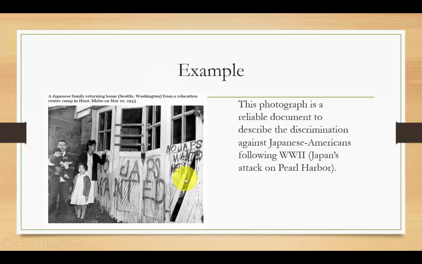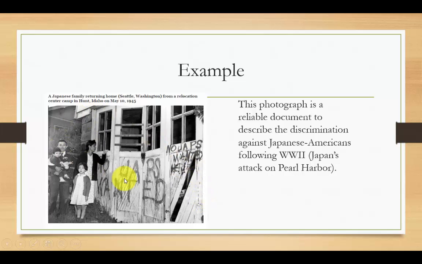And we'll look at an example here. We've got a photograph of a family returning home after being in a relocation center after World War II. So this is a Japanese American family returning home after Japan's attack on Pearl Harbor at a time when there was much discrimination against Japanese Americans. We can see from this picture by the discriminatory graffiti on their house.